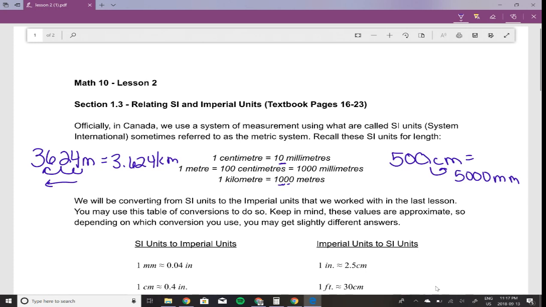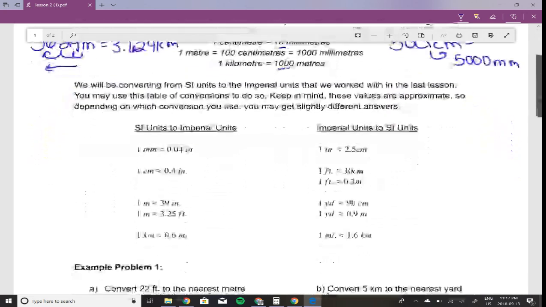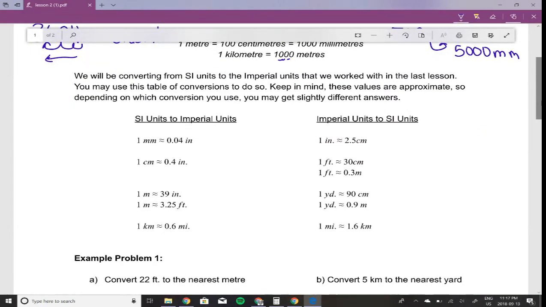You may use this table of conversion. Now, it says to use this table. I don't like this table. You have a better, more accurate table in your formula sheet that I gave you, which is that purple booklet. For example, here it says 1 inch is 2.5 centimeters. In your booklet, it says 1 inch is 2.54 centimeters, which is much more accurate.